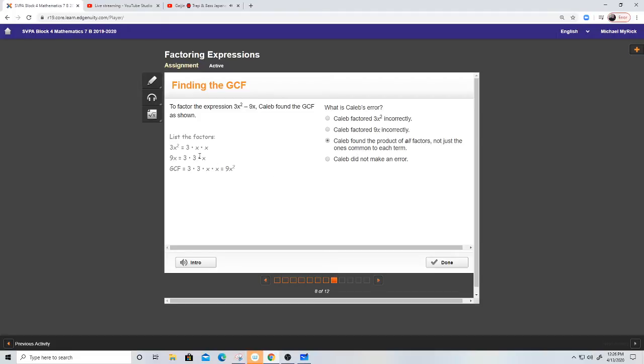Okay, so here's a 3, here's a 3. Well, I see 3 3s. The fourth says Caleb did not make an error, so we're forced to pick that one, but I see 3 3s. I don't know what they're talking about exactly. But I do see that he did sort of multiply everything and smush it together.